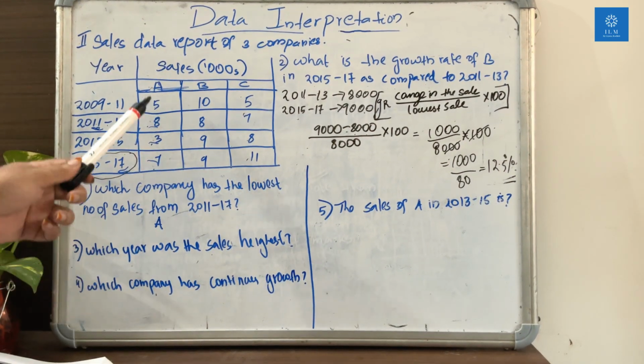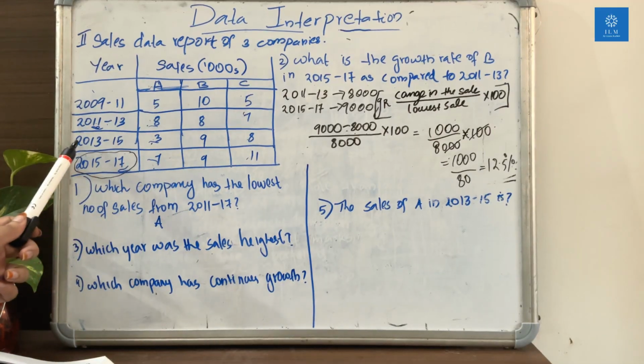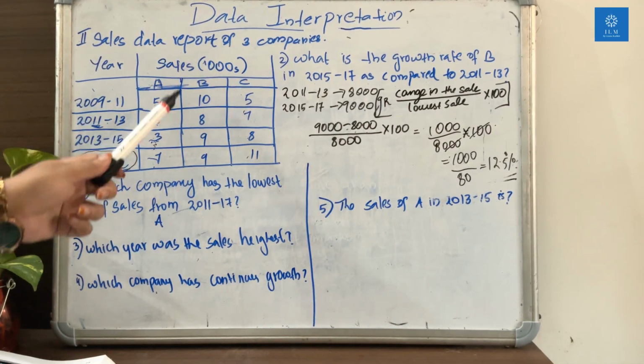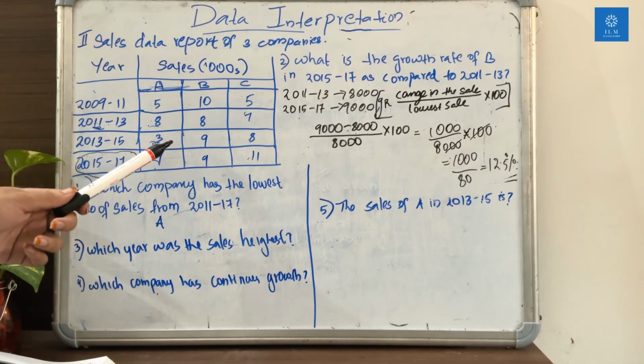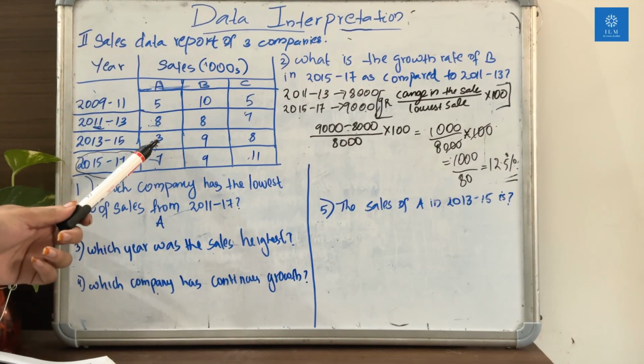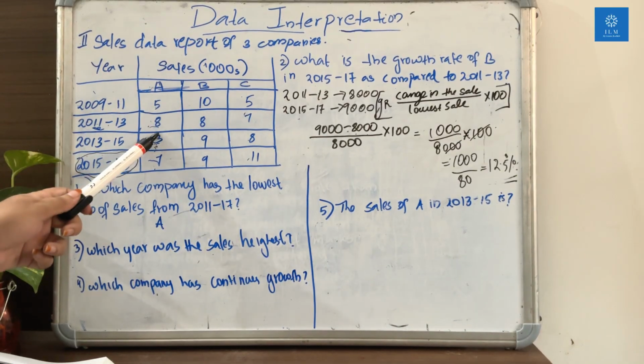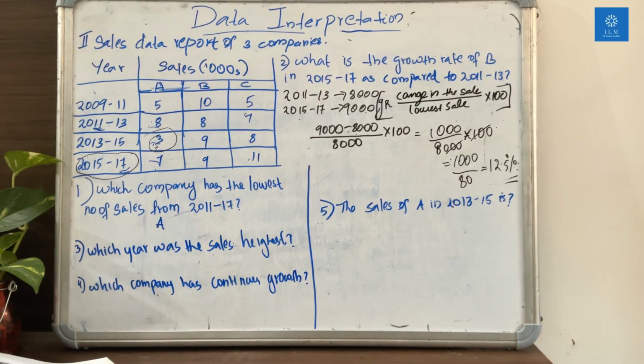Now fifth question, the sale of A in 2013 to 15 is dash. So the sale of company A in 2013 to 15, that is 3. Here it is given 3. It is in terms of 1000, right? So in option 3 will be also there as an option. So you have to select it is 3000. Here the data is in terms of 3000. So it will be 3000.